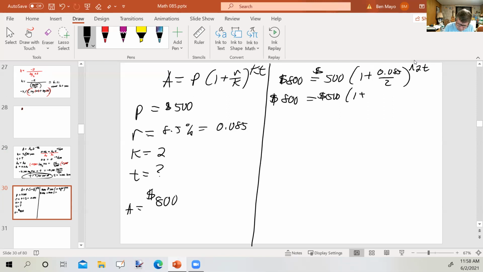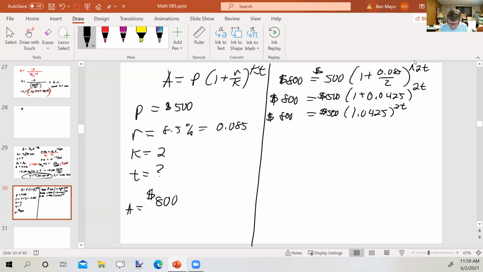Let's see here. 0.085 divided by 2 is 0.0425, and that's all raised to the 2t power. Then I could take 1 plus 0.0425 and get 1.0425, all to the 2t power.